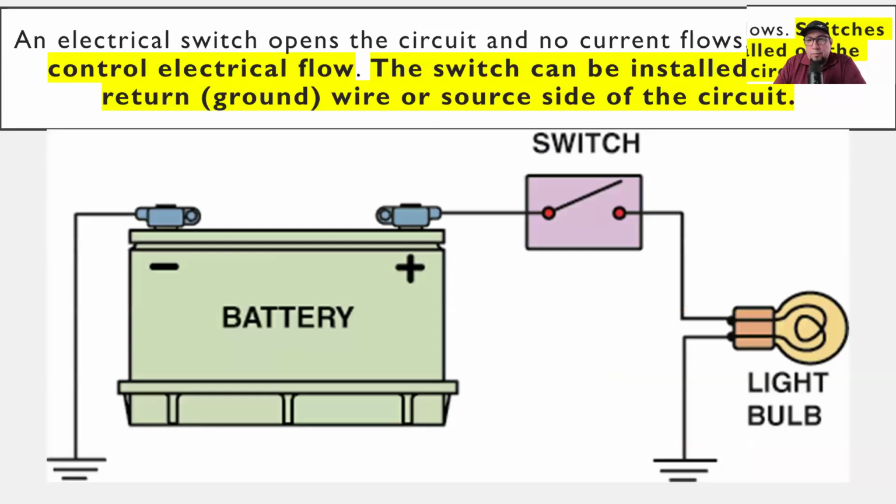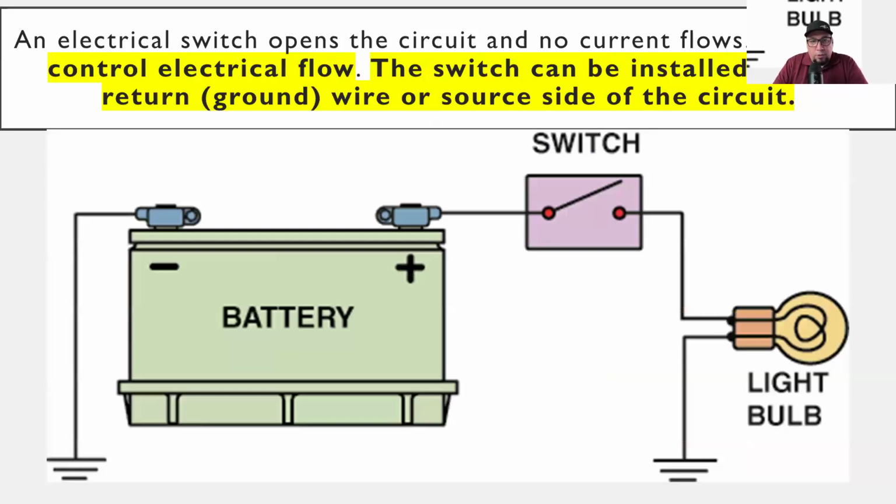So if we continue here, anything that you see highlighted, make sure you write it down, take note of it, okay? Because more than likely it's going to be on the quiz. So here, an electrical switch. We can install the electrical switch on either side of the load, the electrical load. That's what this is talking about.